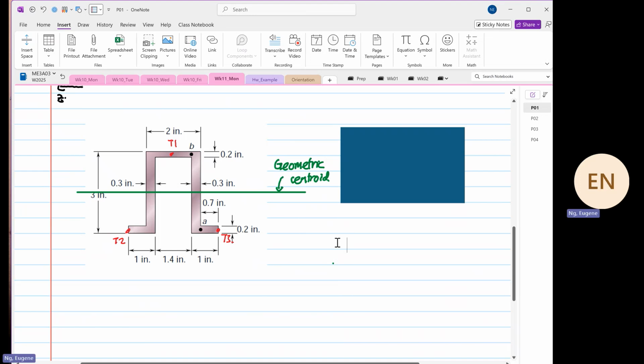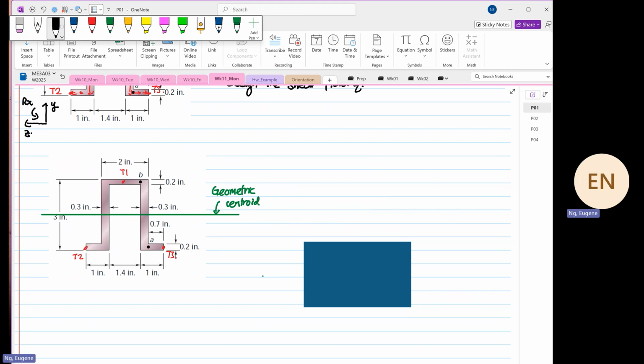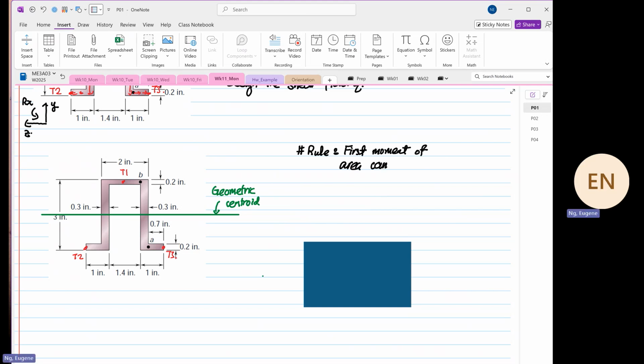So what we state is that the first moment, an important thing to take note, one of the rules is the what? An important rule, one of the rules is that the first moment of area cannot cross the what? The centroid.